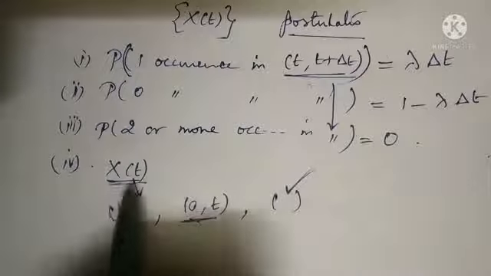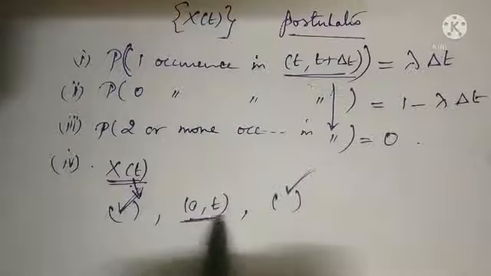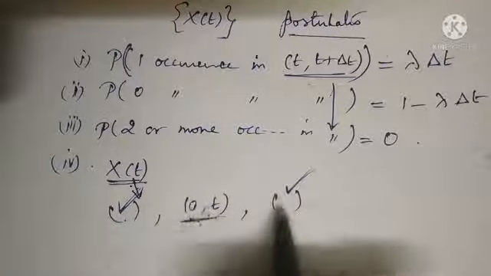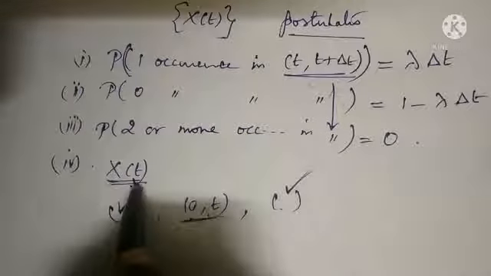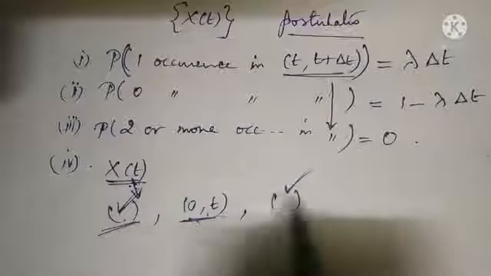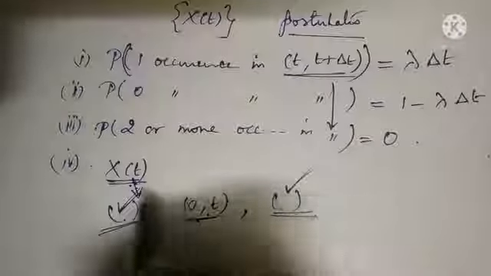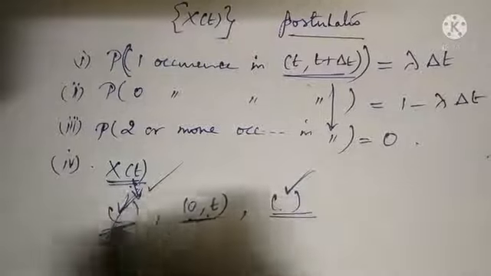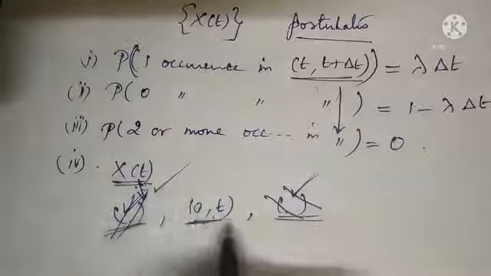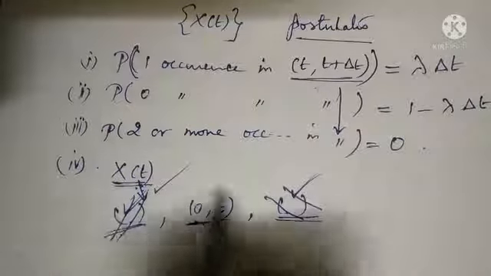Fourth postulate: you know X of t denotes the number of occurrences in the interval 0, t. You consider the interval prior to it and the interval after it. The number of occurrences here is independent of the interval prior to the interval 0, t and after the interval 0, t. It will not depend on these intervals. So the number of occurrences is independent, and we need not bother about the interval prior to or after the interval, which is the fourth postulate.